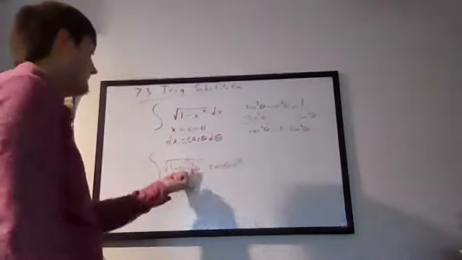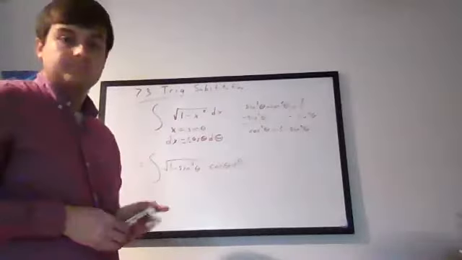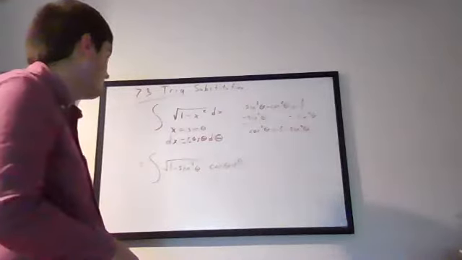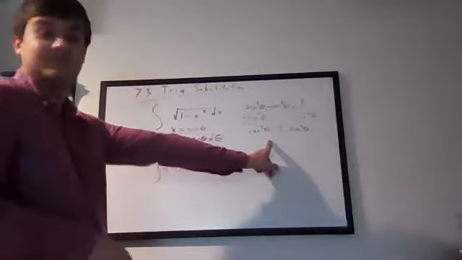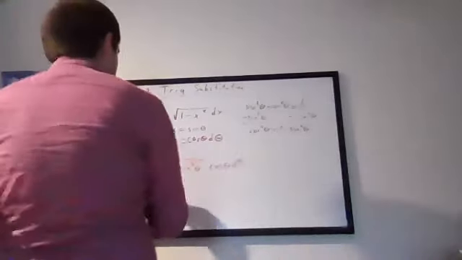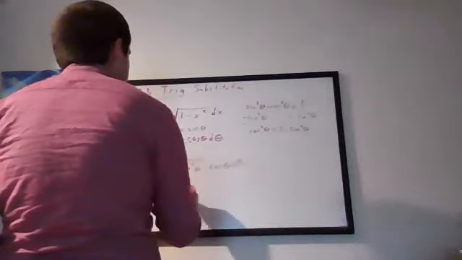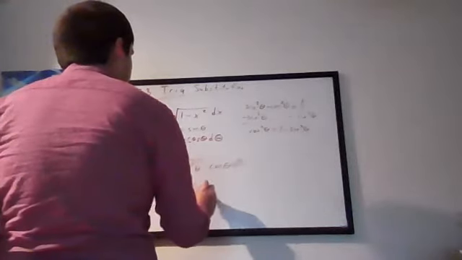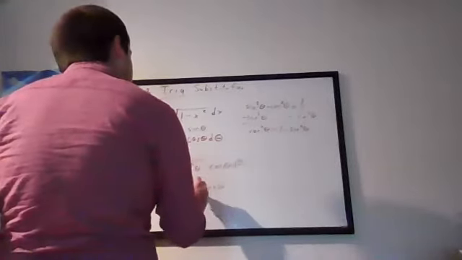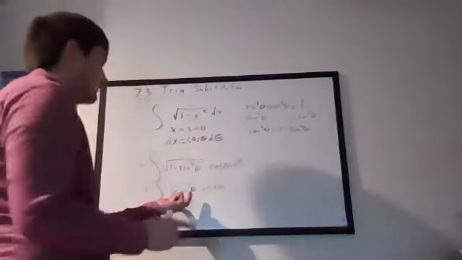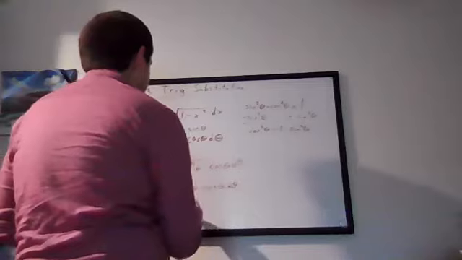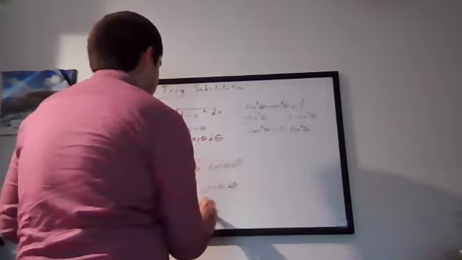Fantastic. Okay, but what is 1 minus sine squared theta? Well, that's cosine squared, right? So I'm going to get the integral of the square root of cosine squared theta times cosine theta. Well, look at that. Square root of cosine squared is cosine, so I'm simply just left with the integral of cosine squared theta d theta.